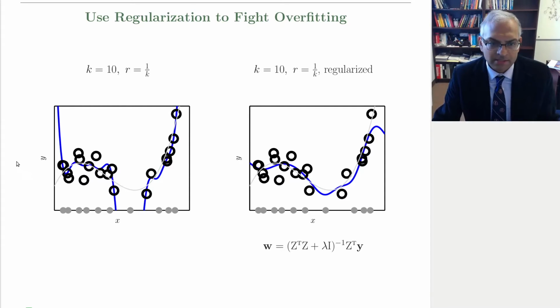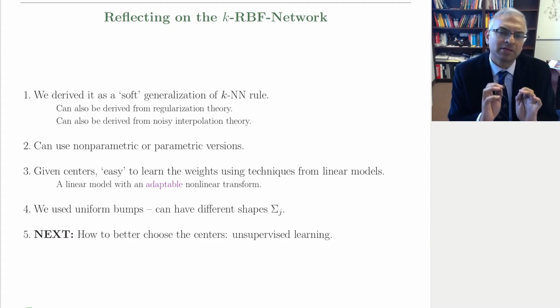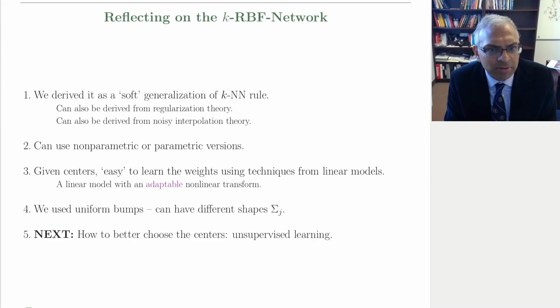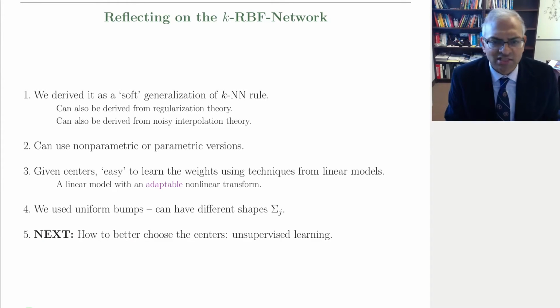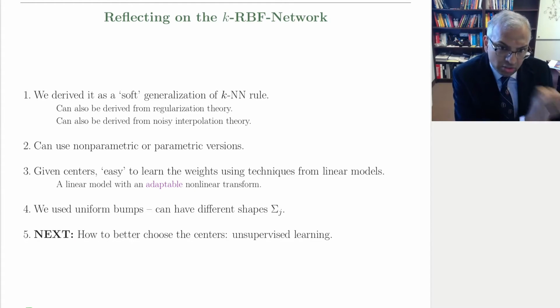Okay, so let's summarize the radial basis function network. We derived the nonparametric radial basis function as a soft generalization of the k nearest neighbor. There are many ways to derive radial basis function networks and radial basis functions. You can derive them from regularization theory, from noisy interpolation theory. We did it as a soft extension of the nearest neighbor. And as we saw, there's the parametric version and the non-parametric version.